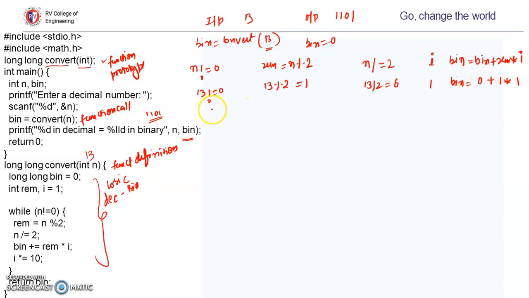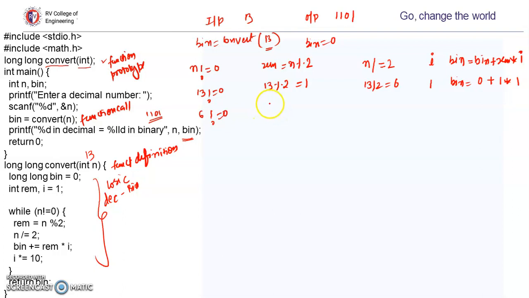And then next time, which number do we have to take? Because what we are doing is remainder is equal to n % 2, and then n is equal to n / 2, and bin is equal to bin plus remainder into i. So next time the number, because n is equal to n / 2, will be 6. So now we'll say 6 is not equal to 0. We will check the condition, and when the condition is true, only then these steps will be executed.